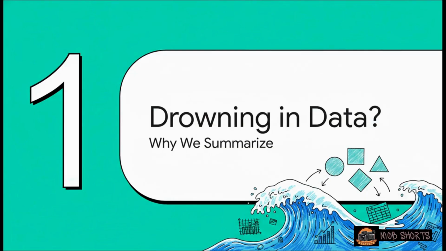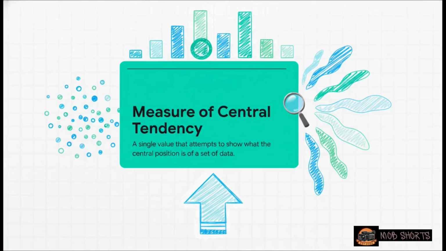Okay, so here's the basic problem, right? We're drowning in data. You just can't look at every single number one by one. It's too much. What we really need is a way to boil it all down, to summarize the whole thing with just a couple of key numbers. And our first tool for doing that is something called a measure of central tendency. I know, it sounds super academic, but don't worry. It's just a fancy way of saying we're trying to find a single number that shows us the center of our data. You know, what's the typical value in the whole group?